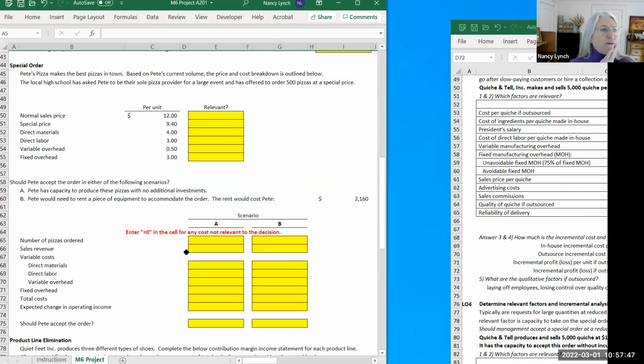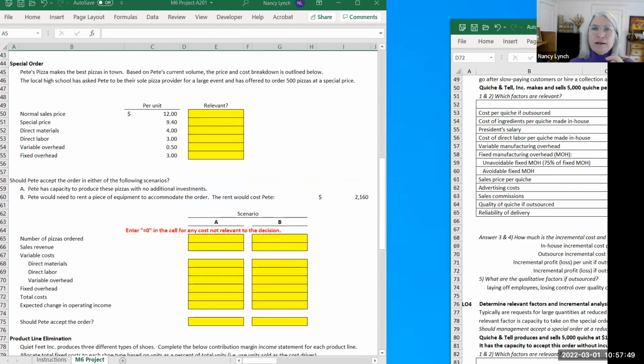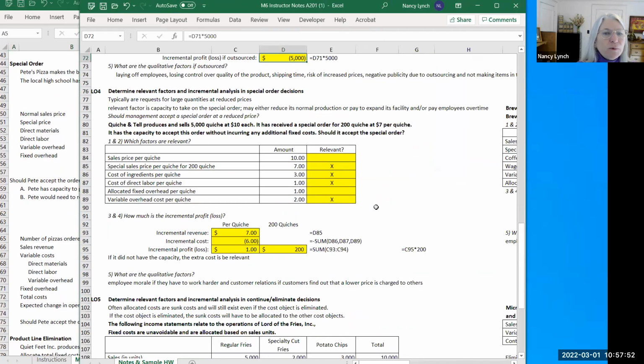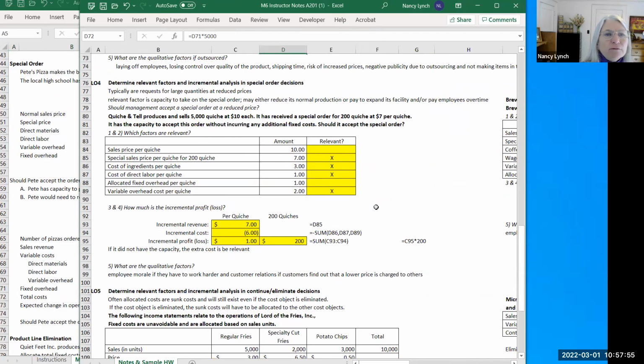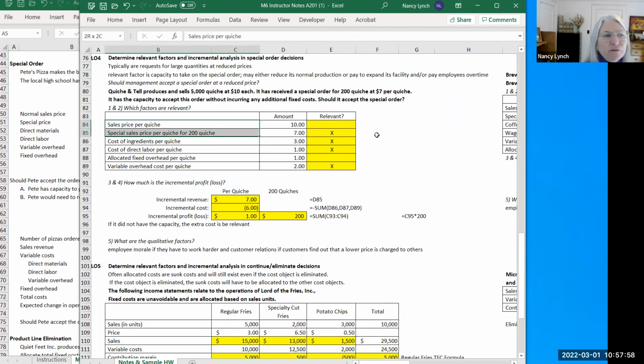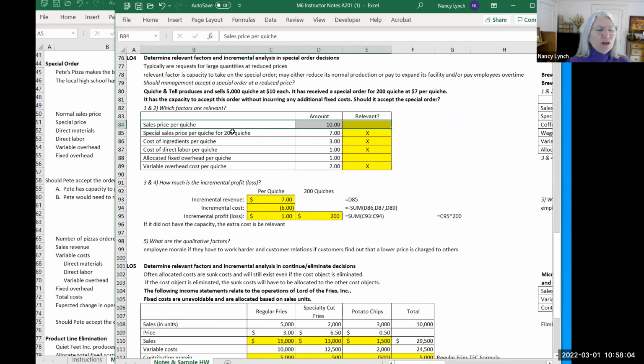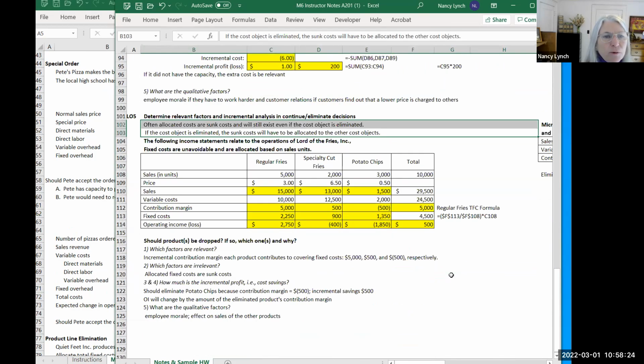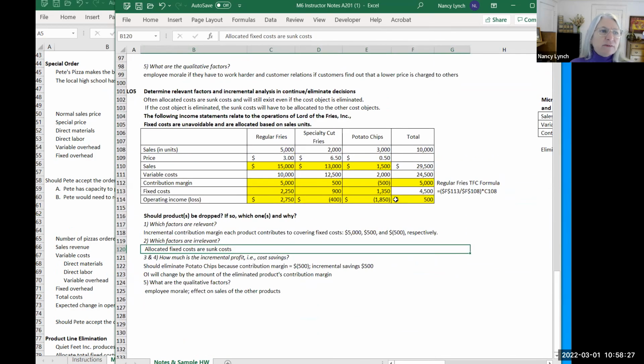The next one is special order. Basically, again, it's the same type of analysis. It's only the items that will change as a result of a decision. One thing that you've got to be careful about is a lot of people think the regular sales price is relevant. You're not going to change the price you sell your goods to others for. That is not relevant. What is, though, is the special price. So this example will help you very much understand how to do the special order portion of your project. And then lastly, the incremental analysis. That's the last part.